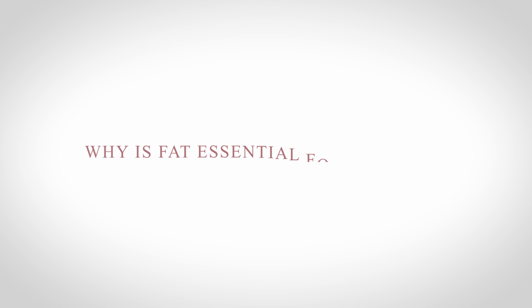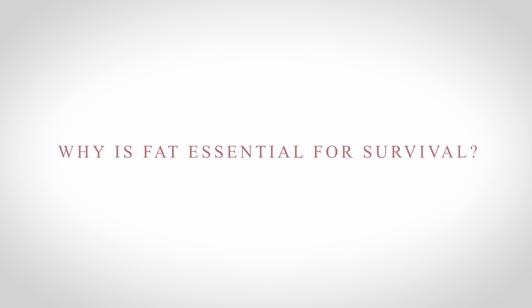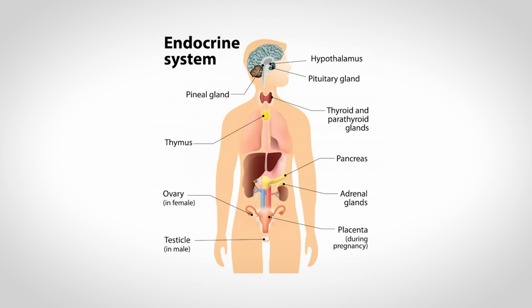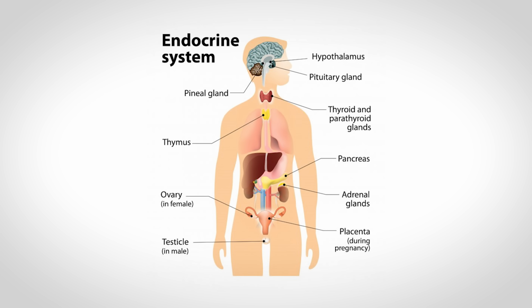But why was adipose tissue essential to our survival? Well, the answer to this comes from its many different functions. Adipose tissue is quite the multitasker. It stores energy, provides insulation, and can actually even produce heat. It also cushions and protects organs, and it even acts as an endocrine organ because it secretes various hormones.